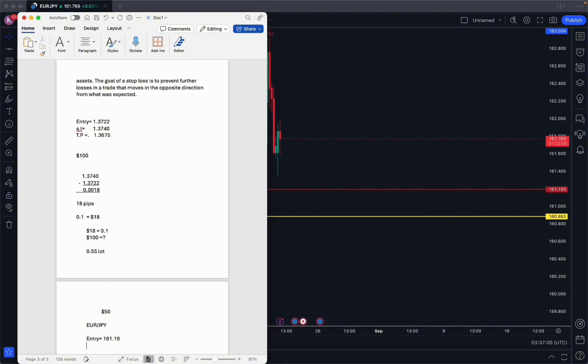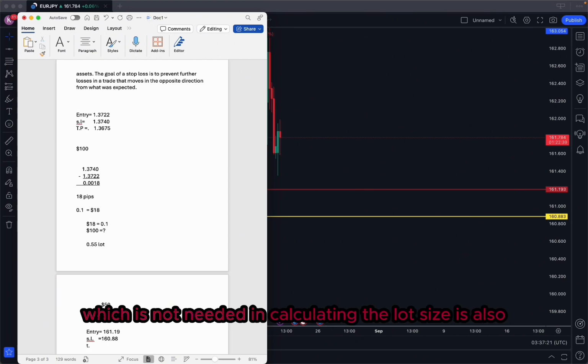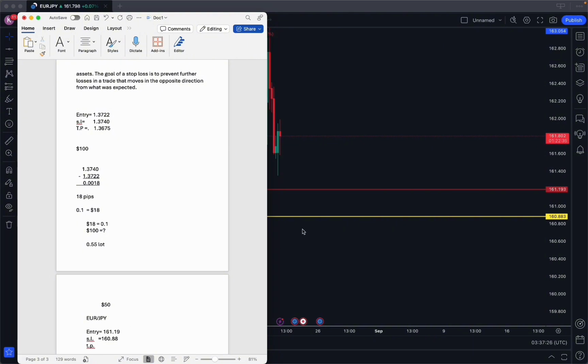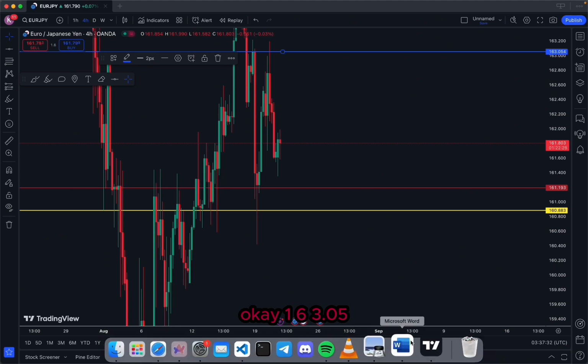161.19. The stop loss level also is 160.88, and our take profit, which is not needed in calculating the lot size, is also from here. Okay, 163.05.